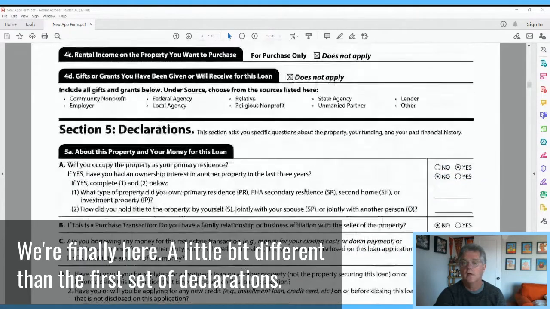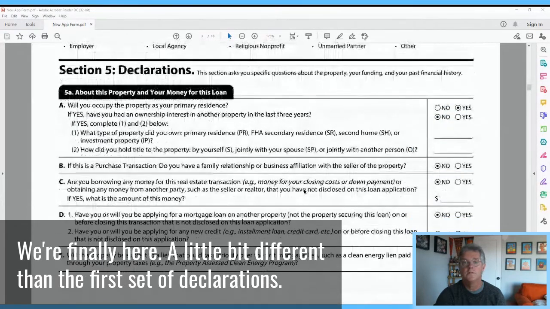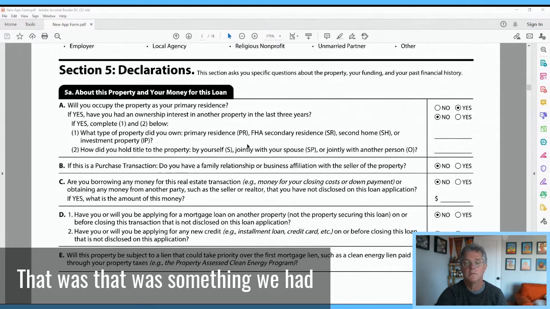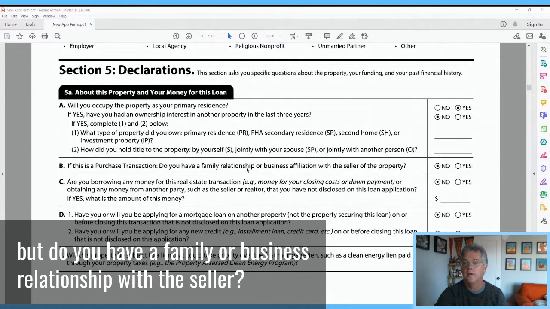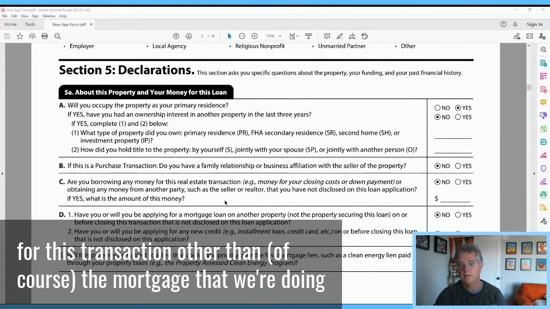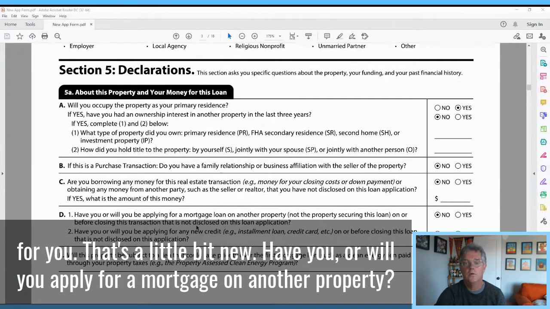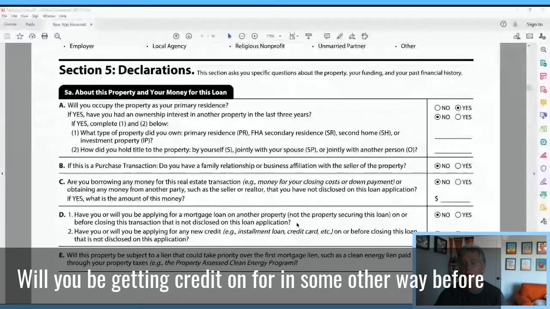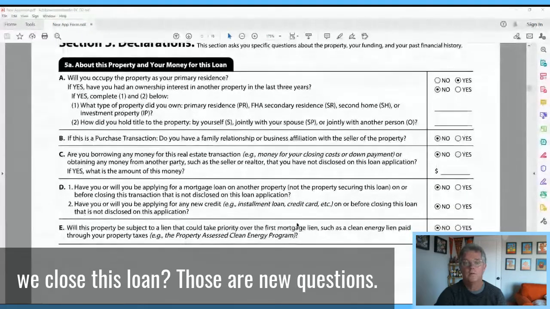Declarations, we're finally here. A little bit different, the first set of declarations. Have you owned property? That was something we had. But do you have a family or business relationship with the seller? That's new. Are you borrowing money for this transaction other than, of course, the mortgage that we're doing for you? That's a little bit new. Have you or will you apply for a mortgage on another property? Will you be getting credit in some other way before we close this loan?